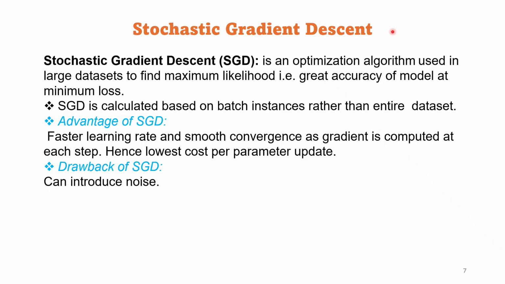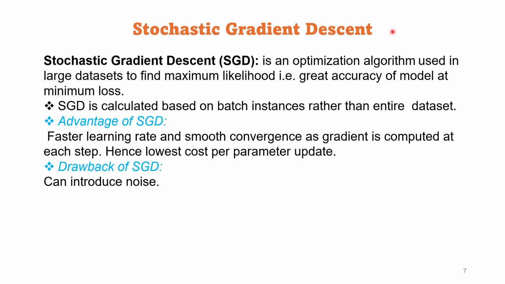Then what is the problem with GD? The problem with GD is when the above repeated steps of measuring loss and changing the weights are applied to a large data set, the process of calculating the minimum error becomes slow. So for large data sets, stochastic gradient descent, that is SGD, is used. SGD slope is calculated based on batch instances rather than at the end.